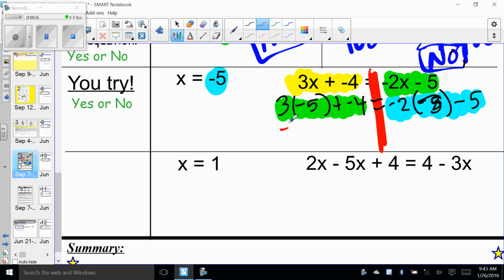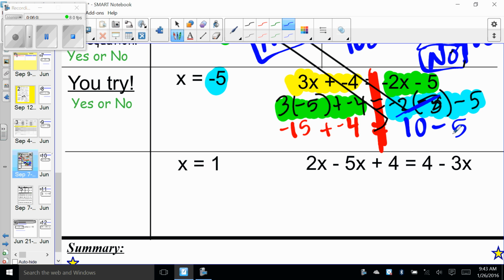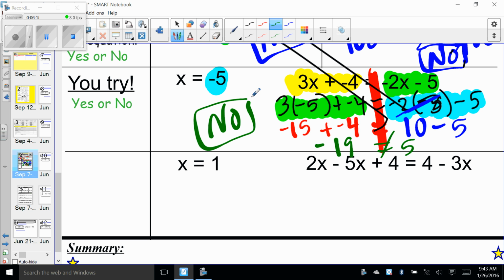We have this triangle problem of -15 plus -4. The question is, does that equal? There's a triangle problem here, 10 minus 5. Is that true? Does -15 plus -4 equal 10 minus 5? On the left-hand side, we have -19. Does that equal 5? No. So we would say that -5 is not the solution. Now notice, if the variable shows up twice, we have to substitute in twice.